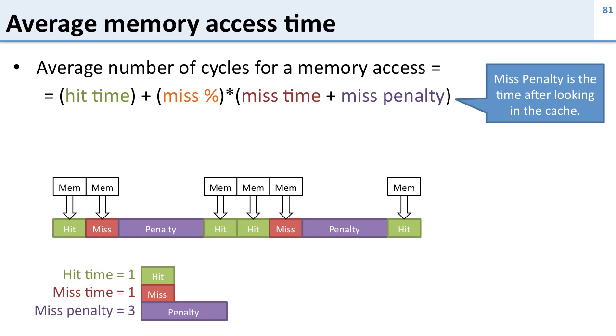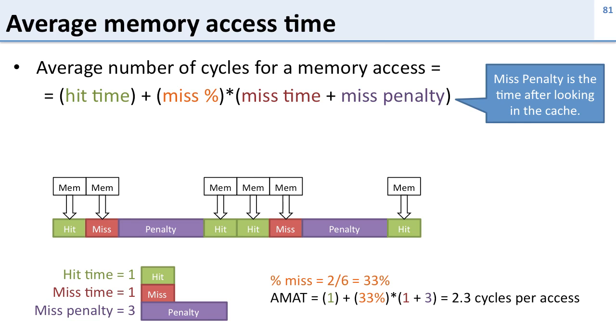Now, what is the average memory access time? Well, the misses here are 2 out of 6 memory accesses, so 33% of the time we're missing. So our average memory access time is 1 cycle for each hit, plus 33% of the time we spend 4 cycles, 1 cycle for the miss and 3 cycles for the penalty. So on average, we're spending 2.3 cycles for every memory access.